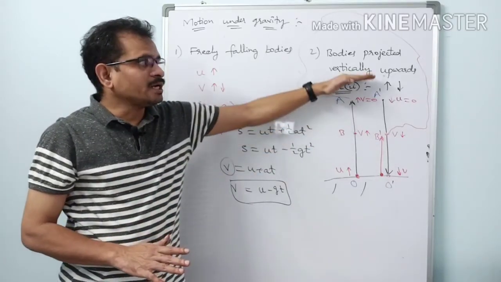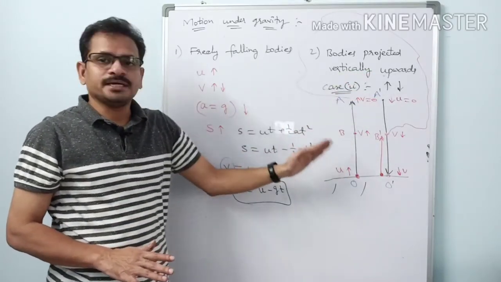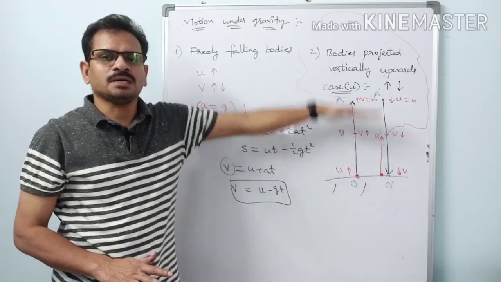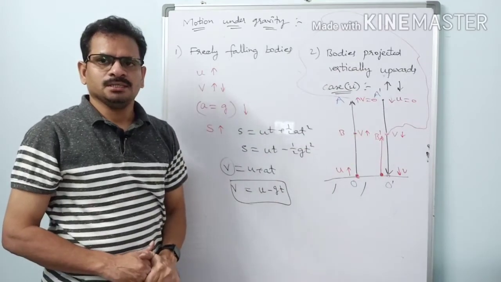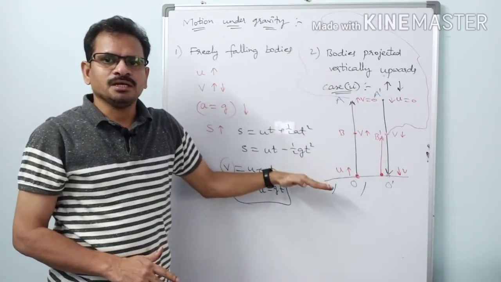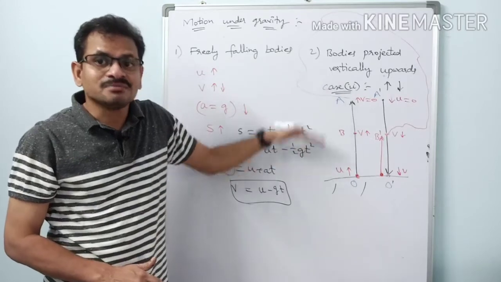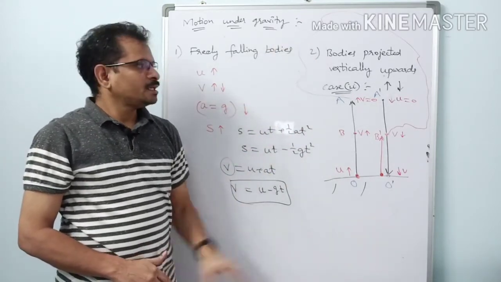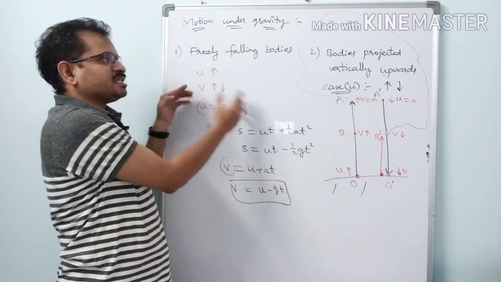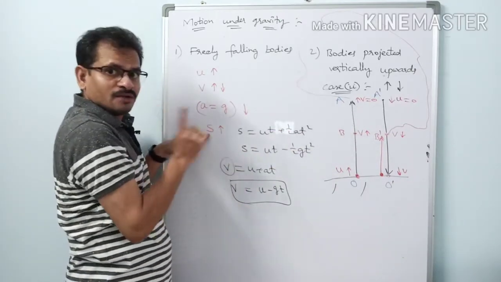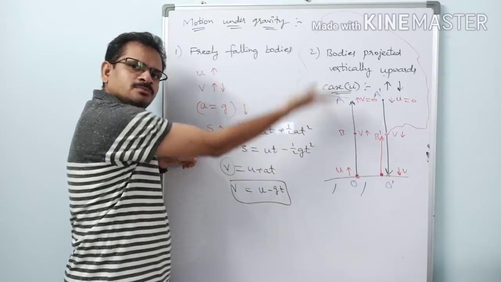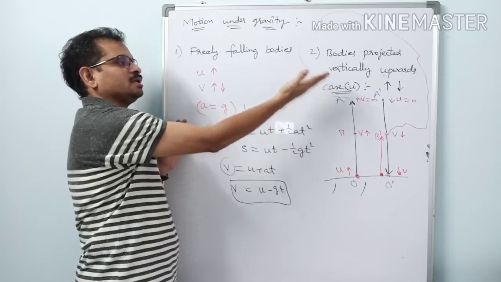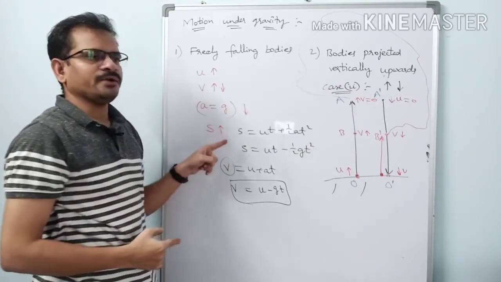So what about bodies projected vertically upwards? We studied this case under two conditions. One is considering only upward motion, the other considering both upward as well as downward motion. In the case of upward motion, initial velocity is upwards, final velocity is upwards, displacement is upwards, acceleration due to gravity is only in downward direction. In this case, initial velocity is always upwards, displacement is always upwards. Whether the body is moving down or moving up, displacement is always upwards. Velocity could be upwards and velocity could be downwards. Acceleration due to gravity is always downwards.